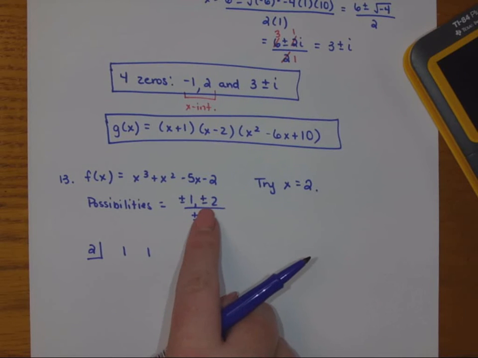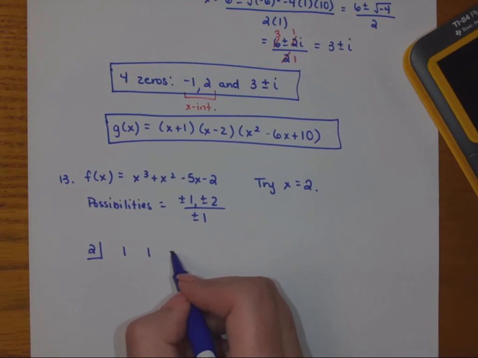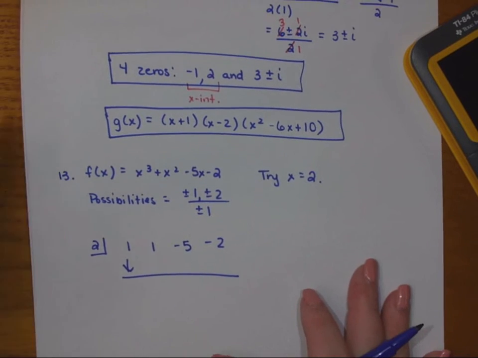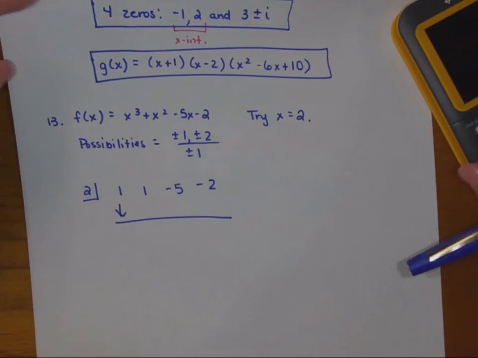Notice 2 is one of the ones on our list, right? It just means we don't have to go through the trial and error process of trying to find one that's going to give us a remainder of 0. We kind of just jump ahead to the one that we know is going to work.